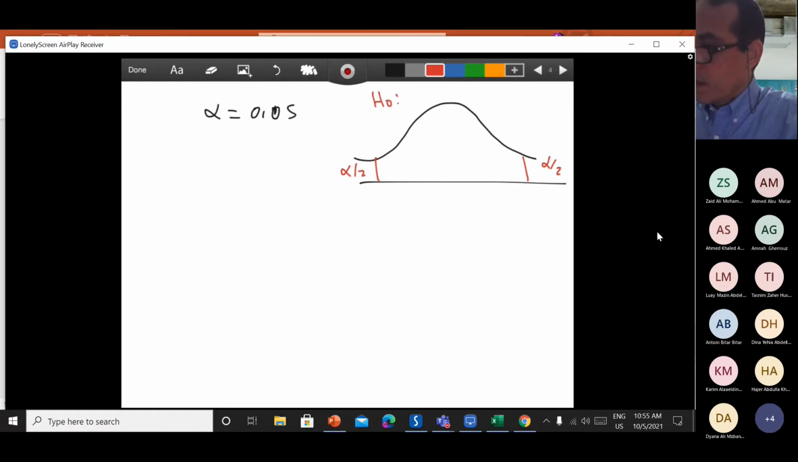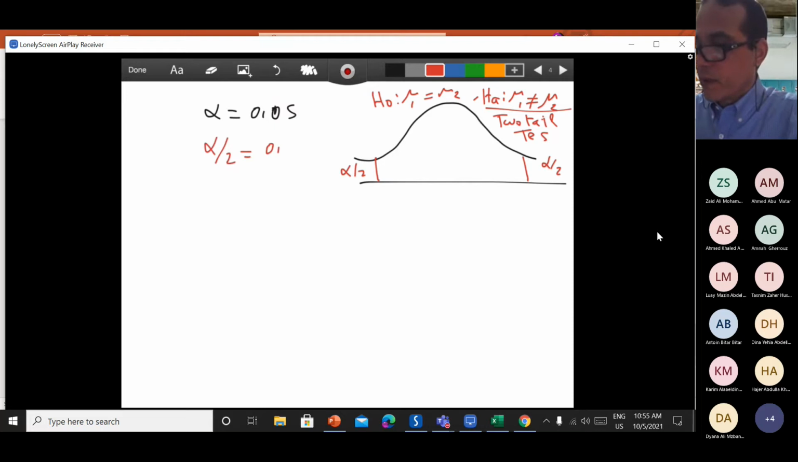H0: mu1 equal to mu2, but the claim HA: mu1 is not equal to mu2. So this is a two-tailed test. This is coming from the alternative hypothesis, right? Okay. Now I would like to have alpha over 2. So alpha over 2 will be 0.05 over 2, which will be what? 0.025, right?